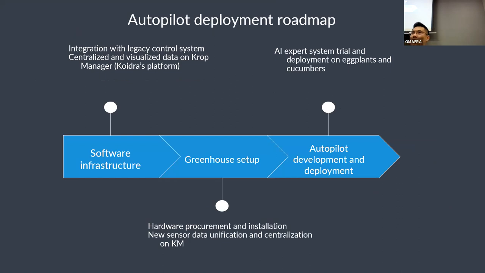And this is our deployment roadmap. First, we needed to work on the integration with the legacy control systems, and in this case, it's the Hogendorn climate computer. Since then, we have integrated with all of the climate computers and not just Hogendorn. Then we also worked on the greenhouse setup, for example, setting up a wall to divide the greenhouse into two zones for proper AB comparisons. We also needed to ensure that all the actuators could be controlled independently by each compartment. And then we deployed our autopilot system.